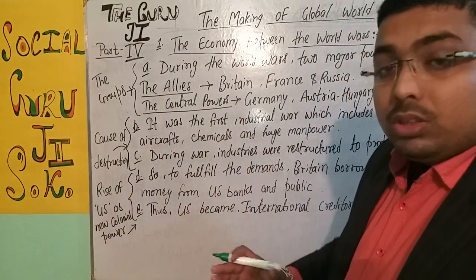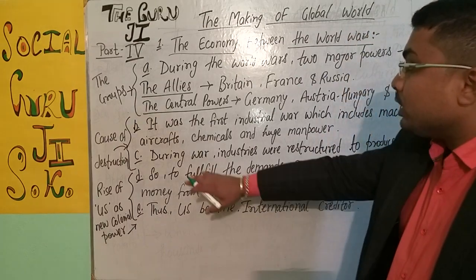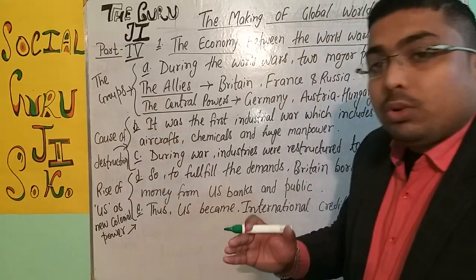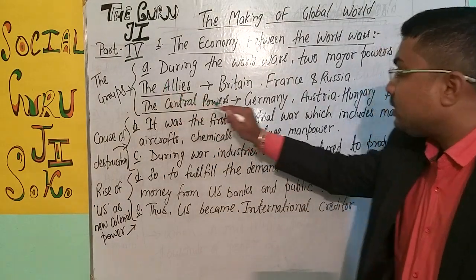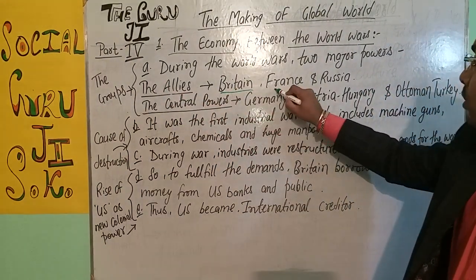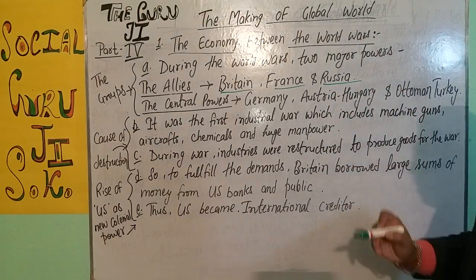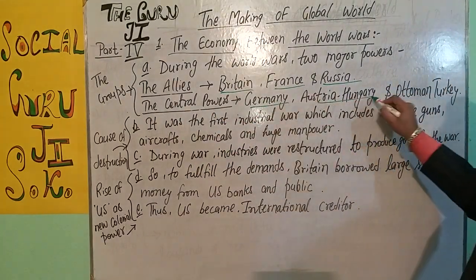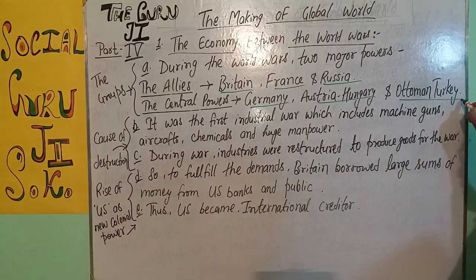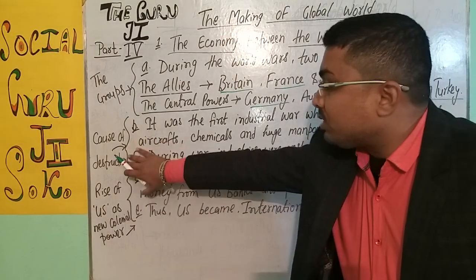हमने इस पूरे टॉपिक को तीन पार्ट में डिवाइड किया है. The first part is the groups. It means during the World War, there were two groups. The first group is the Allies, having Britain, France and Russia. And the second group is the Central Powers, having Germany, Austria-Hungary, and Ottoman Turkey. Ottoman Turkey was headed by the Khalifa. Okay?